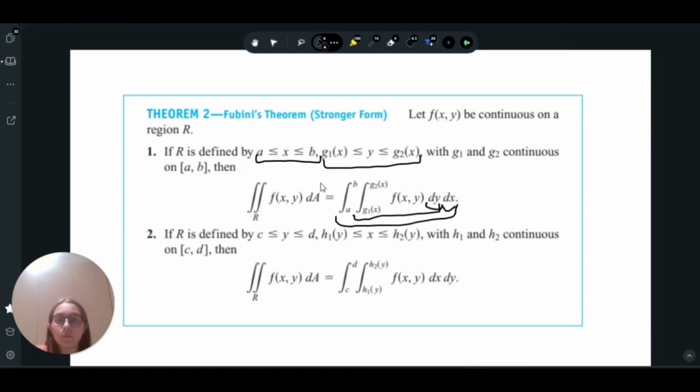If we have that x is more than a but less than b, and y is more than g1(x) and less than g2(x), we firstly find the integral of dy, and then dx. But here we firstly find dx and then dy.